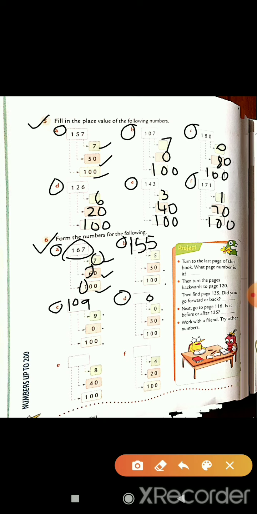Next, D. 0 place value, so at the ones place we'll write 0. 30 place value, at the place of tens we'll write 3. And 100 place value means at the place of 100 we'll write 1. So our number is 130.